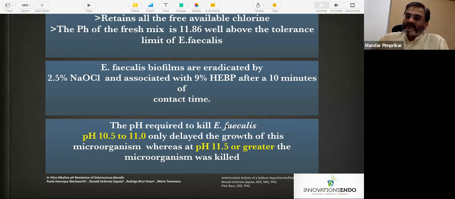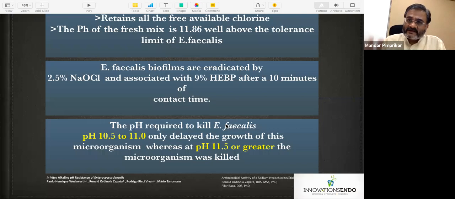But chlorhexidine is to be used in a substantive manner. It has to remain in dentinal walls for at least 2 weeks. So it cannot be used as a primary irrigant. It does not have any effect on the biofilms or penetration of biofilms.